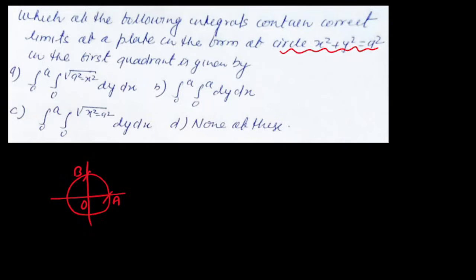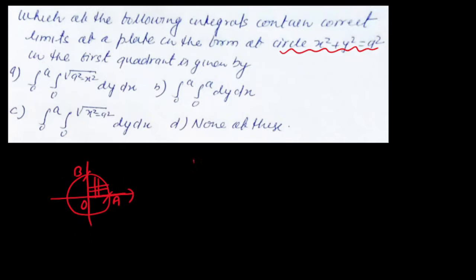So if I have to write the limits, which of the following integrals contains the correct limits of a plate in the form of a circle in the first quadrant? Basically, the limits are given, and this will give you the area of this kind of region. In the first quadrant there are two possibilities: either I can take a vertical strip or a horizontal strip, but we have to see what kind of options are given. The options are written like dy dx, dy dx, dy dx, meaning possibly they are suggesting we take a vertical strip. If I take a vertical strip, the vertical strip starts at the x-axis, right?